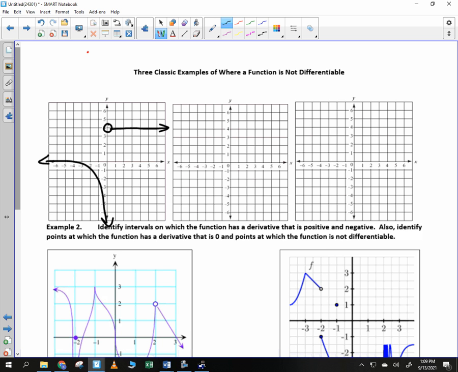Anybody know why this function is not differentiable at a equals 0? Discontinuous. Remember that word? Now you know why we talked about continuity. Continuity is important as you talk about what's differentiable and what's not. Sometimes people ask, what does differentiable mean, Mr. Gentz? That means you are able to take the derivative of it. You can take the derivative of this function anywhere except for one spot, and that will be at 0. Here's another one.